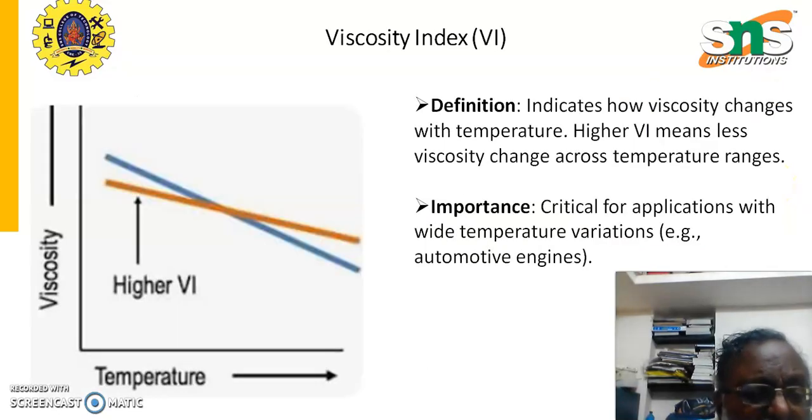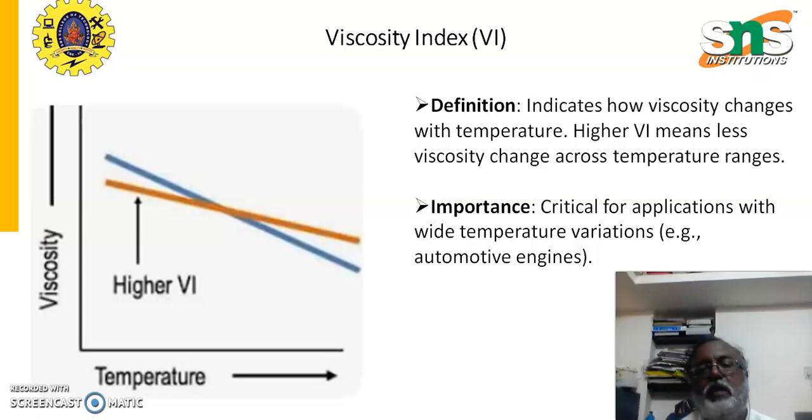The second property is viscosity index. The definition for viscosity index is the index which indicates how the viscosity changes with temperature. If the viscosity index is higher, then the viscosity change across the temperature range is less. The graph indicates when the temperature is high, the viscosity index will also be high.